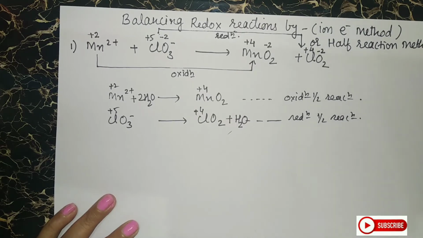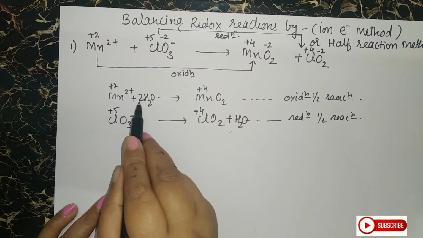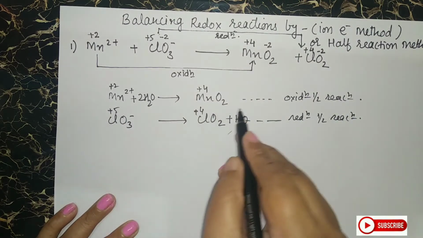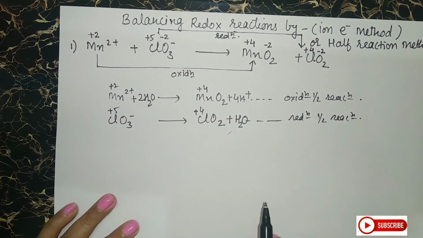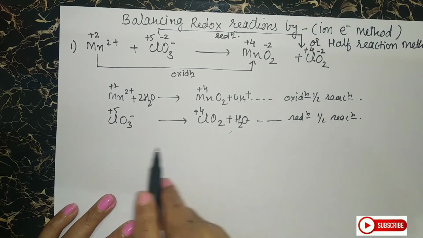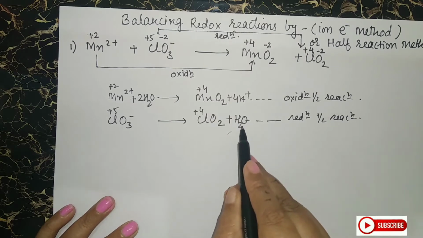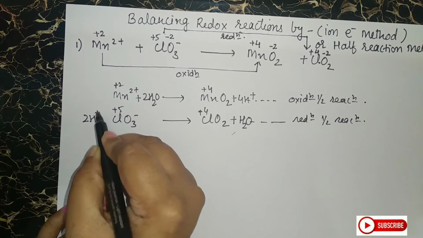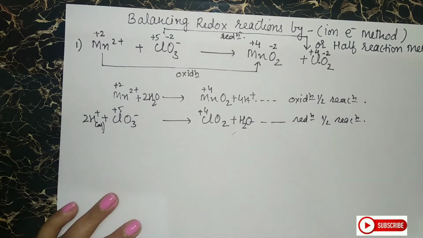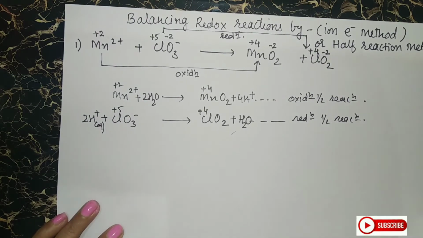Now rule 4 is I have to balance the hydrogen atoms by adding the same number of H+ ions on the hydrogen deficient side. So if I see this, there are 4 hydrogen atoms. Here there is no hydrogen. So I will write here 4H+. Come to the next one here. If I see there are 2 hydrogen on this side, so this is the hydrogen deficient side. So I will write 2H+ onto this side. So I have balanced the hydrogen atoms also.